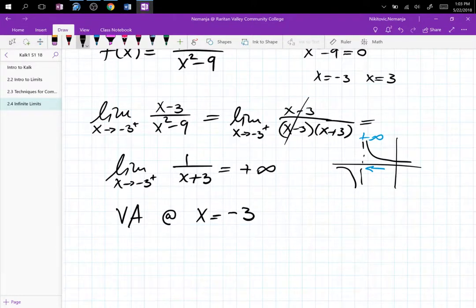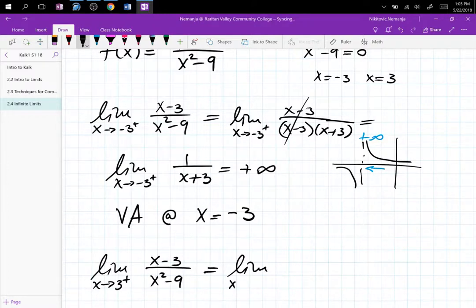Check the other one. Limit as x goes to 3 plus, from the right. You can do minus as well if you want to. (x minus 3) over (x squared minus 9). We know we are supposed to factor, so we'll just do the same thing. (x minus 3) over (x minus 3)(x plus 3). This cancels.